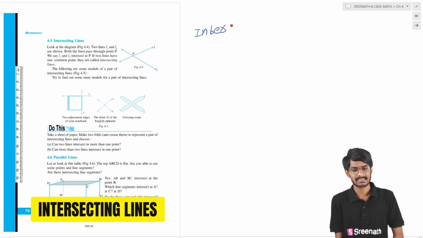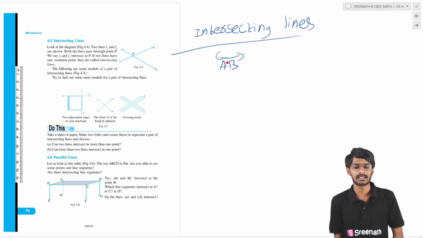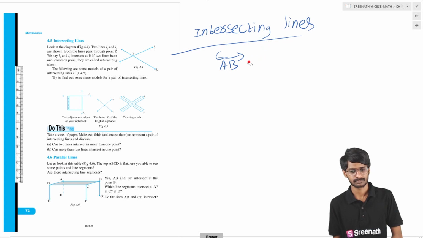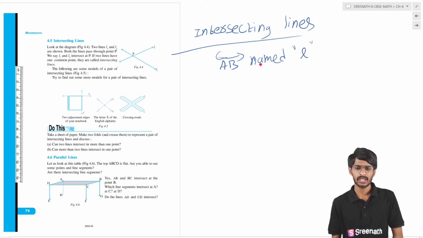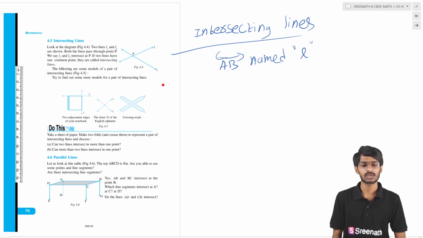Starting with intersecting lines. So what are intersecting lines? We know what lines are. How do we represent lines? Suppose AB is there, we represent it with arrowheads on both sides on top, students. We can give names to lines. Suppose we name it line L, like that. We can name it anything. Clearly observe here: there are two lines, L1 and L2.